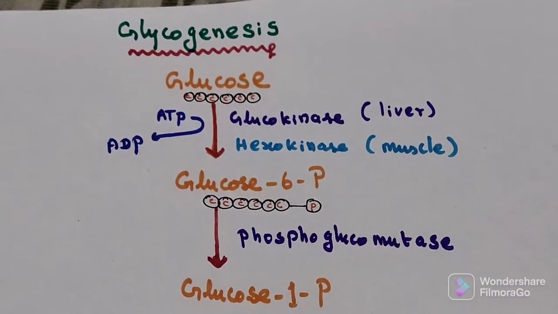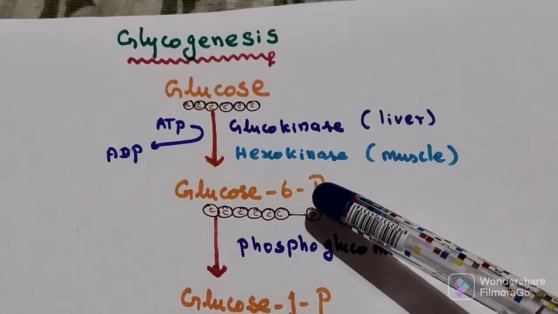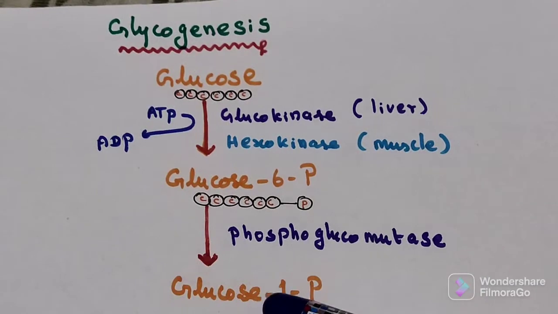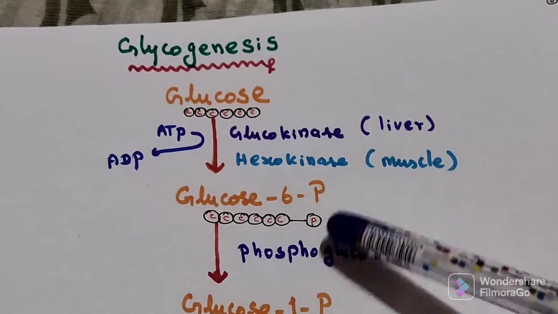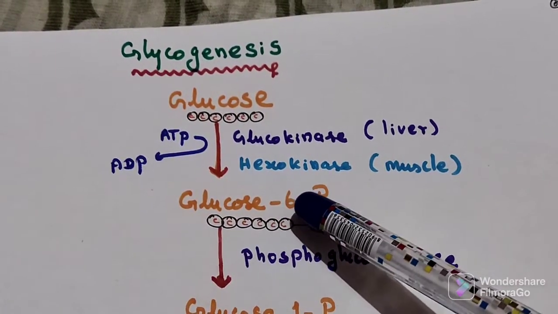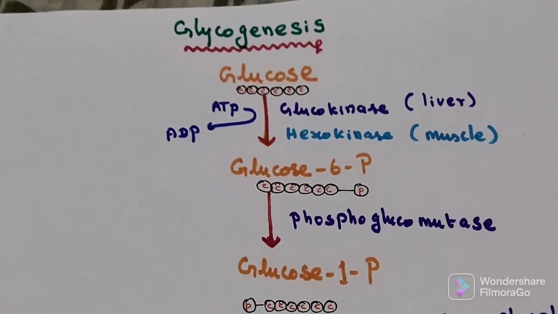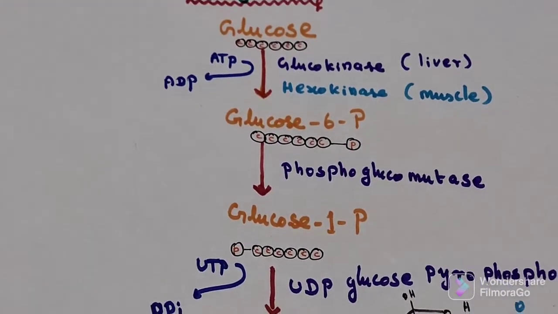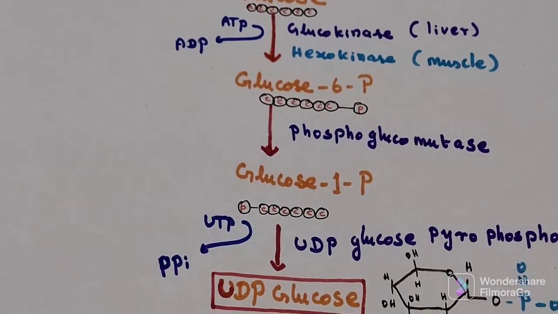Then with the help of the phosphoglucomutase enzyme, glucose 6-phosphate is converted into glucose 1-phosphate. What is the role of mutase? It will change the position. The carbon at the 6th position will change to the 1st position. Isomerization takes place: the 6th position transfers to the 1st position.